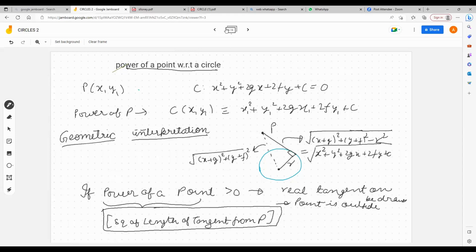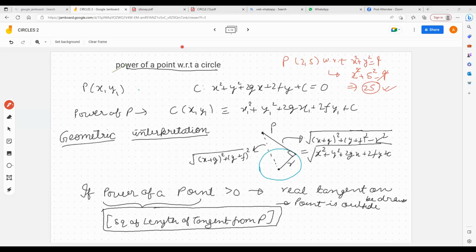That is, we put x1, y1 in the equation of C, and the result we get is x1 square plus y1 square plus 2gx1 plus 2fy1 plus c. This was the definition of power of a point. That is, for finding the power of the point (2, 5) with respect to x square plus y square equal to 4, what we need to do is put (2, 5) in the equation of x square plus y square minus 4. Now, this was the algebraic part.